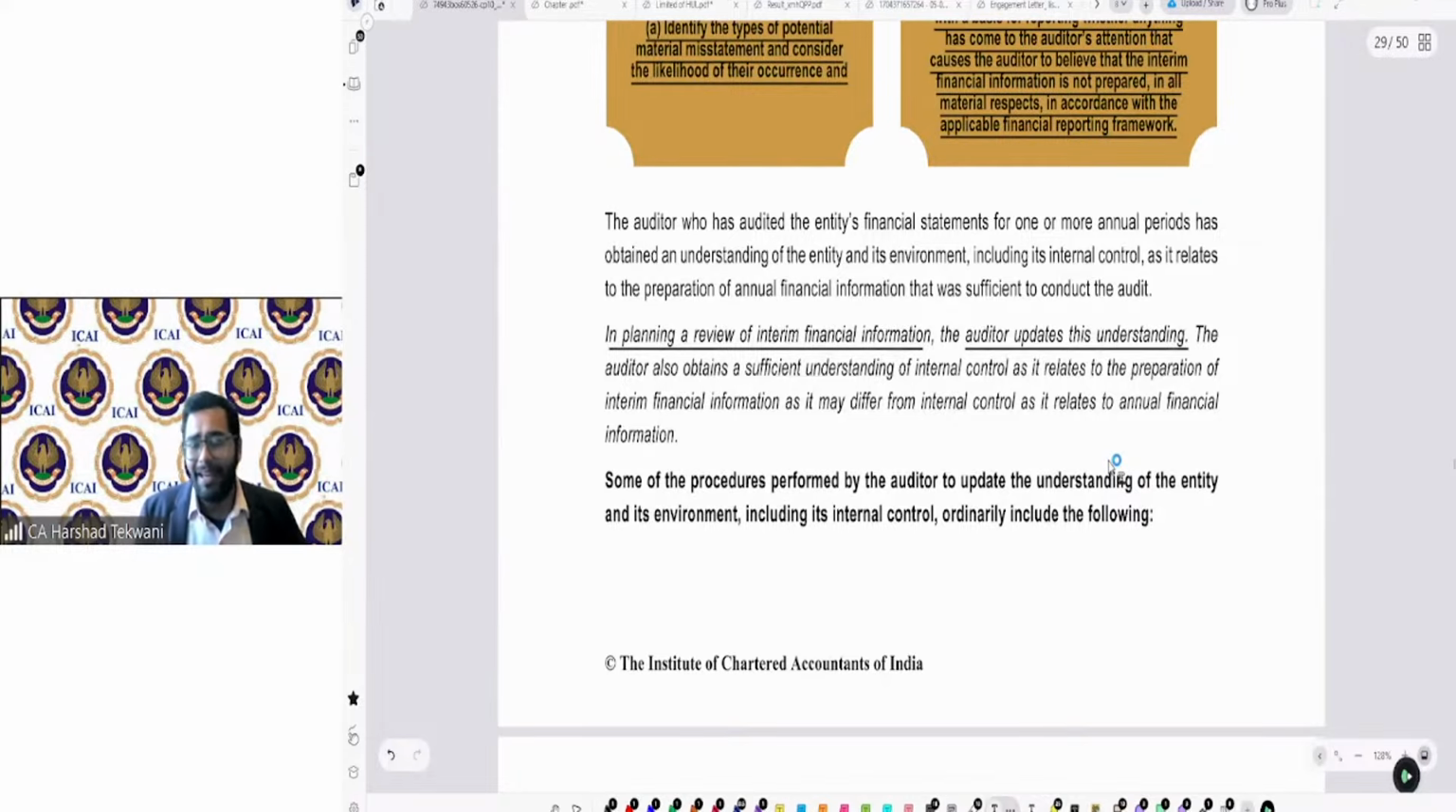I already have that understanding because I am the auditor and I am already performing the annual audit. So I am already getting that information during the audit, and I'm just required to update that understanding. If I have already obtained it, I just need to update it.